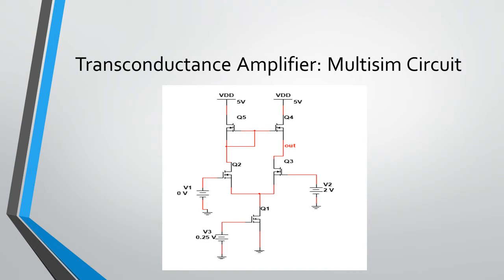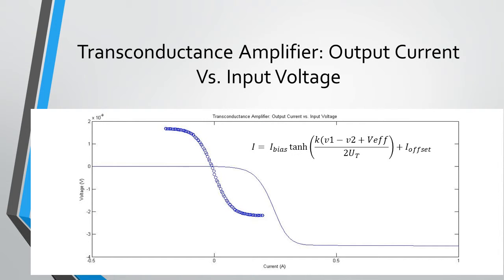For the transconductor amplifier, this is the Multisim circuit design we have. We set VB to be 0.25 volts, and V1 and V2 to be 0 and 2 volts respectively. Here we have plotted the output current versus input voltage for the transconductor amplifier with both simulated and experimental data, and as you see here, they both have the same shape.